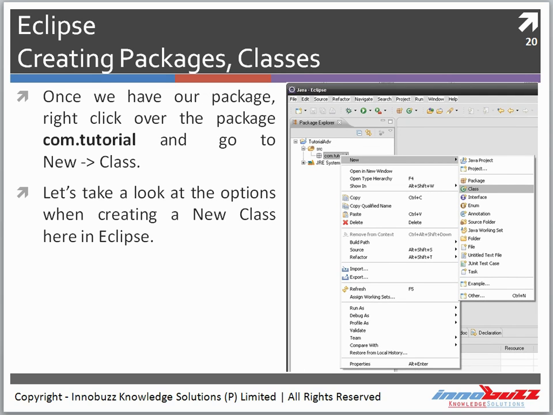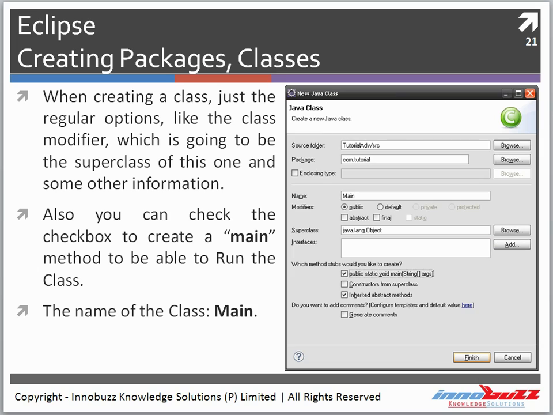To create a new Java class, just choose the package in which the class will be and then right-click over the package. Go to New and then Class. This will open a window for you to write the class information. The first thing when creating a class is the name. Once again, because we're using the Java coding standards, the class name must have the first letter of each internal word capitalized. Then, which modifier the Java class will have.